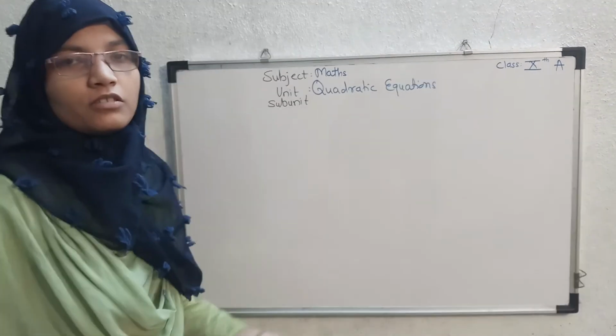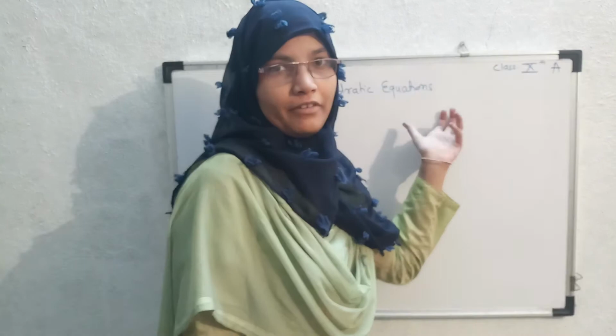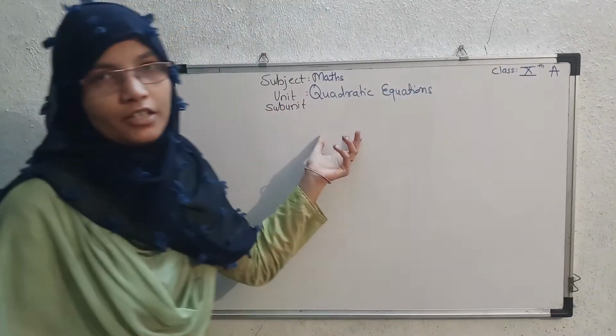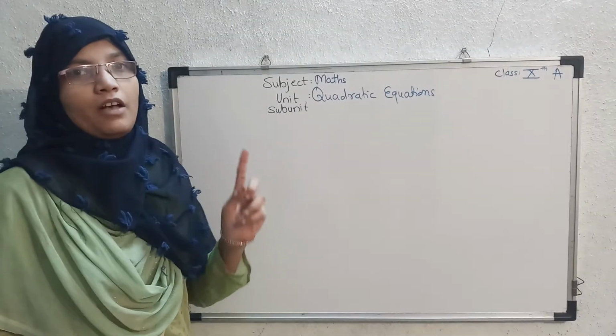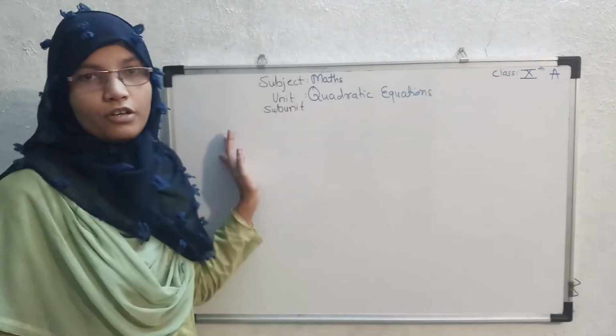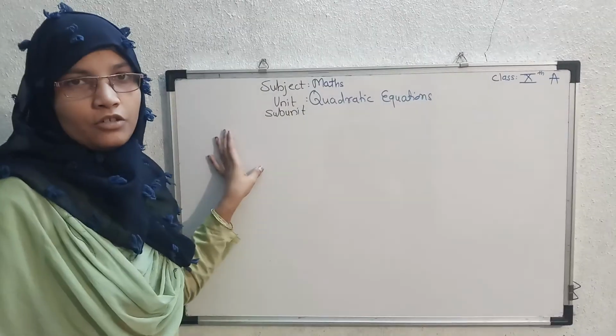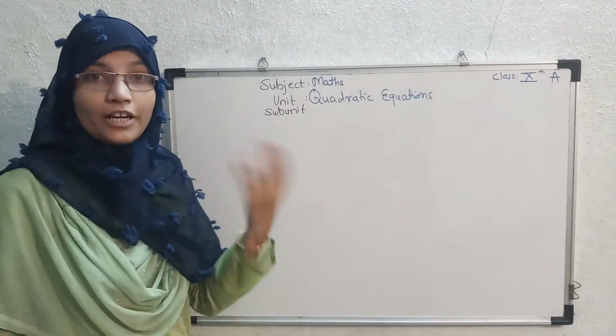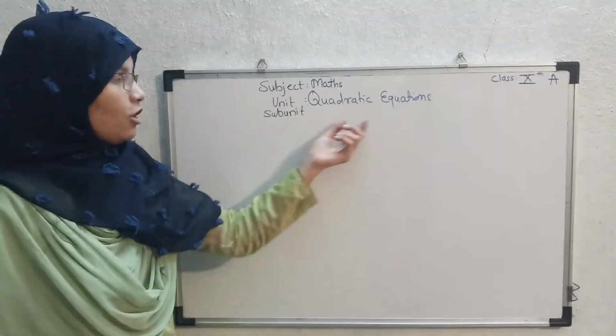Good morning, students. We all know about quadratic equations. An equation involving one variable having maximum index 2, that is, the maximum power of the given variable should not be more than 2, is called a quadratic equation.